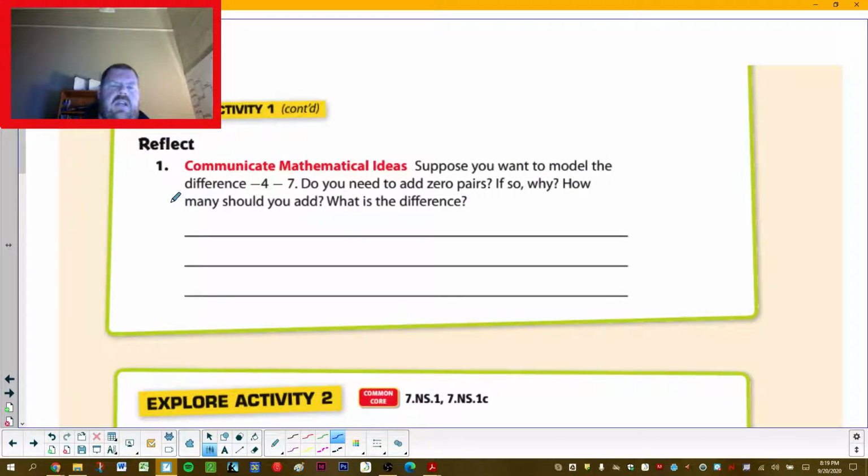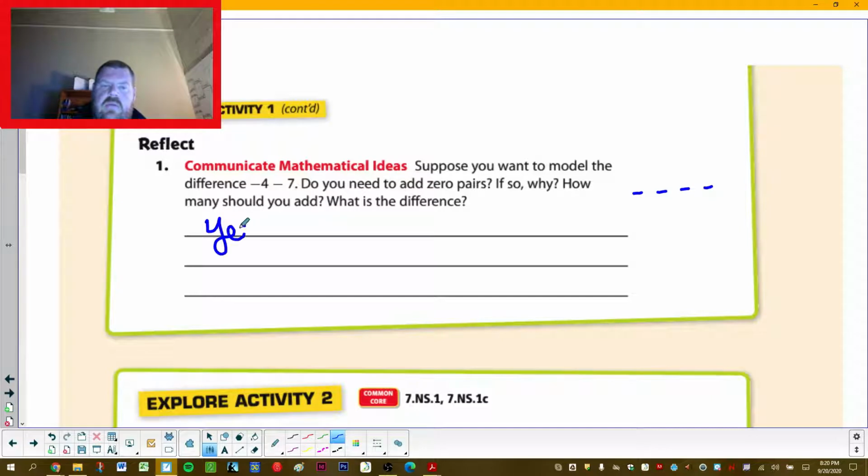Communicating ideas here. Suppose you want to model the difference -4 minus 7. Do I need to add zero pairs? Let's go ahead and look. Counters wise, if I had 4 negative counters, and I want to take away 7 positive counters, I don't have any positive counters. So I would need to add in those 7 positive counters in order to be able to take them away. The way we have to add that in is to add zero pairs.